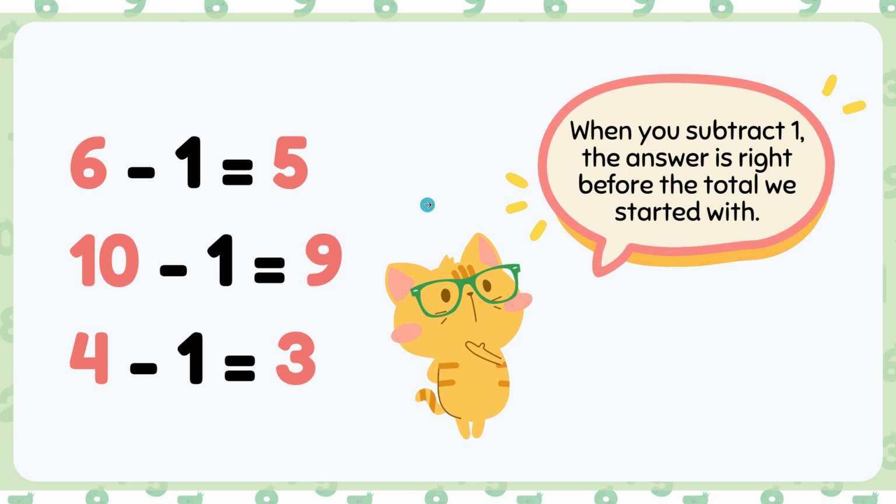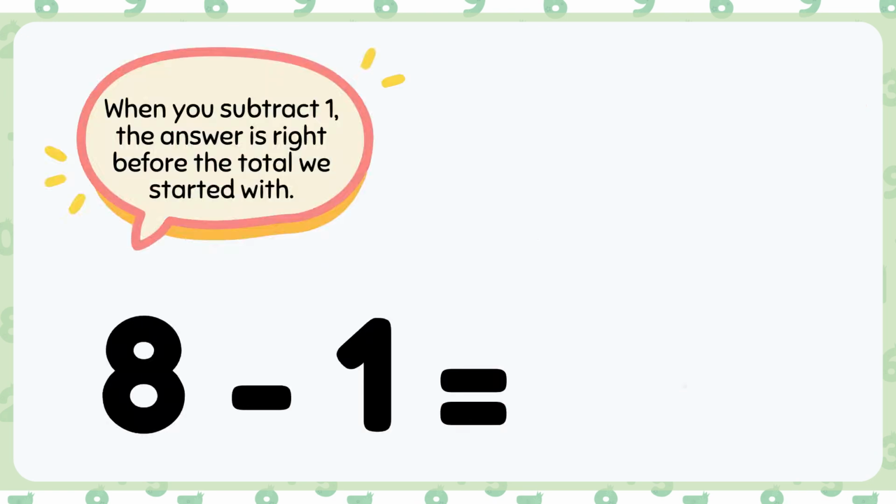So we know the rule now that when you subtract 1, the answer is always going to be right before the total. Wow, that's going to be super helpful because look at this. If you know that when you subtract 1, the answer is right before the total we started with, you can apply that to any problem that you see where you subtract 1.